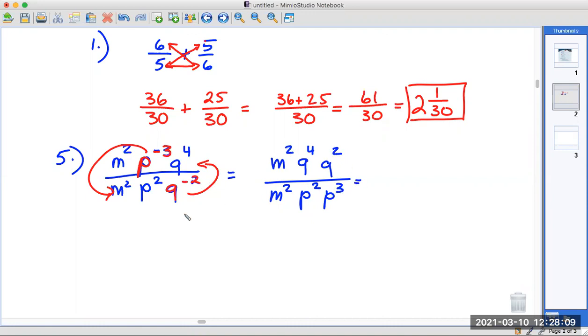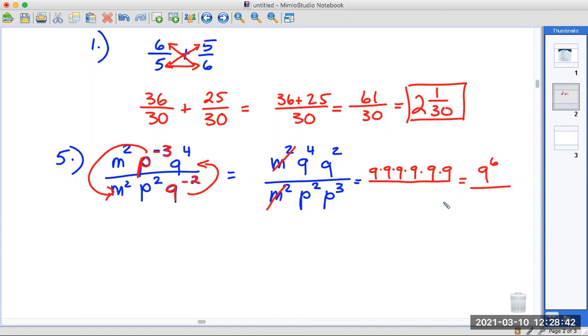And now my m squareds cancel out. q to the 4th and p to the 2nd. I'm going to show you how that really looks. q times q times q times q, and 2 more times q times q. So how many q's do we have? 1, 2, 3, 4, 5, 6. So it's q to the power of 6 on top. All you had to do is add the exponents.